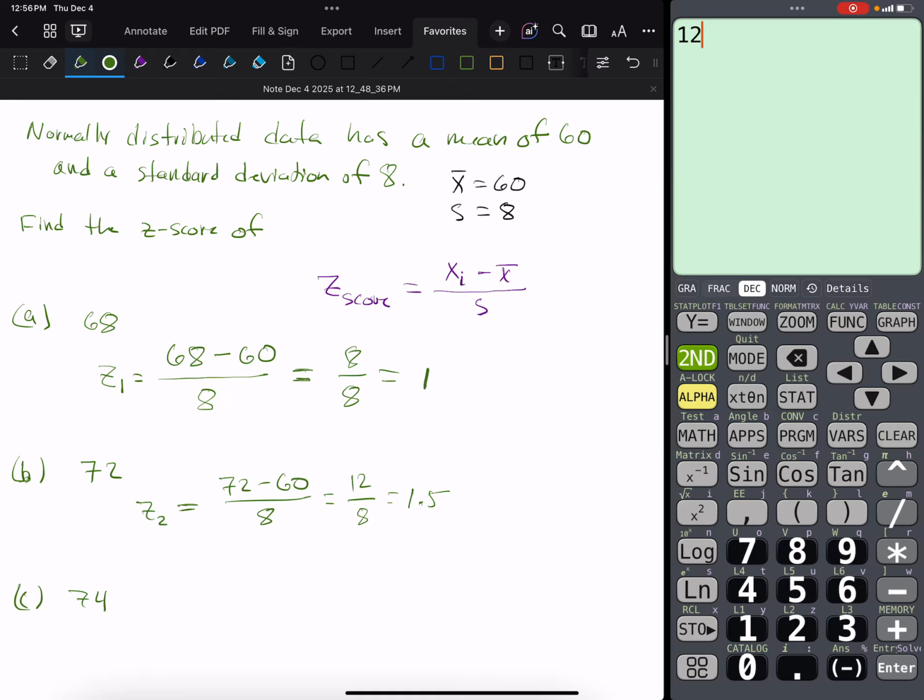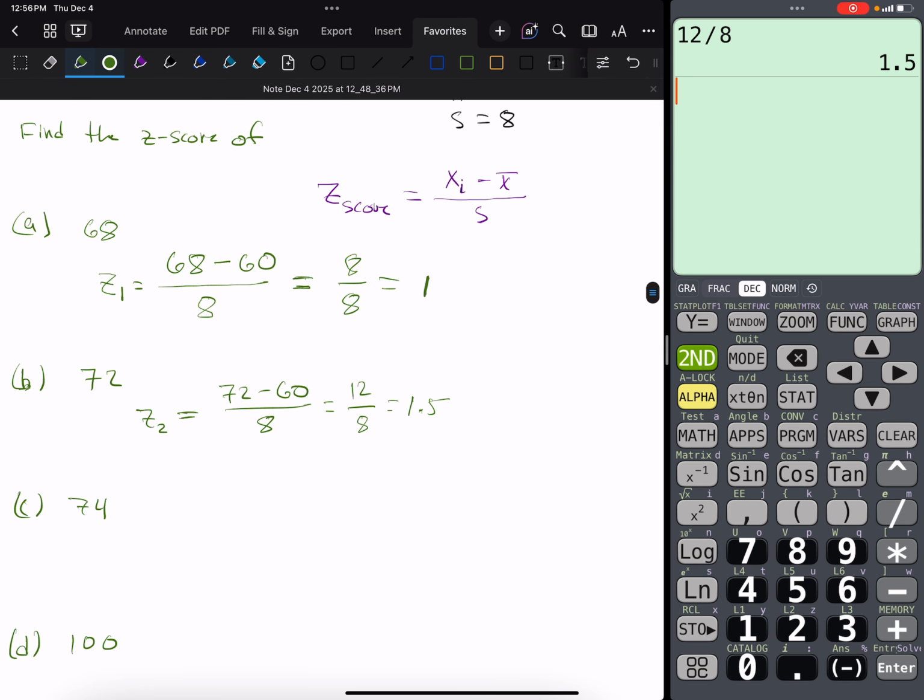You can also do that in your calculator. 12 divided by 8 would give me that 1.5. And so, maybe a little bit less obvious, if I think about 60, 72 is 8 and then 4 again, so 12, 1.5 standard deviations higher than my average. Okay, maybe that one was still a little bit too easy to see.